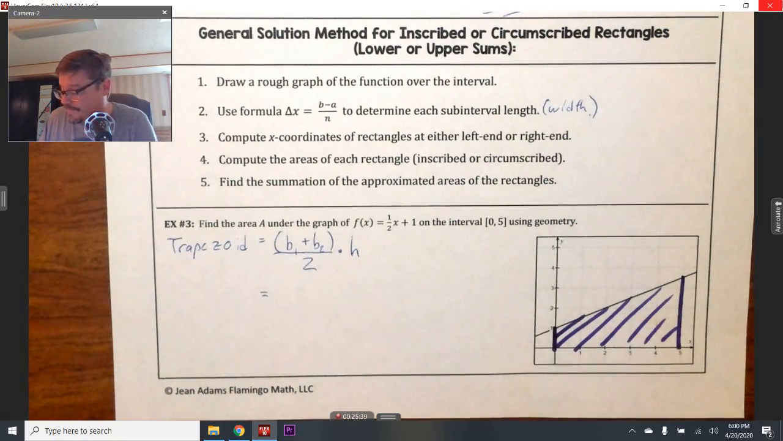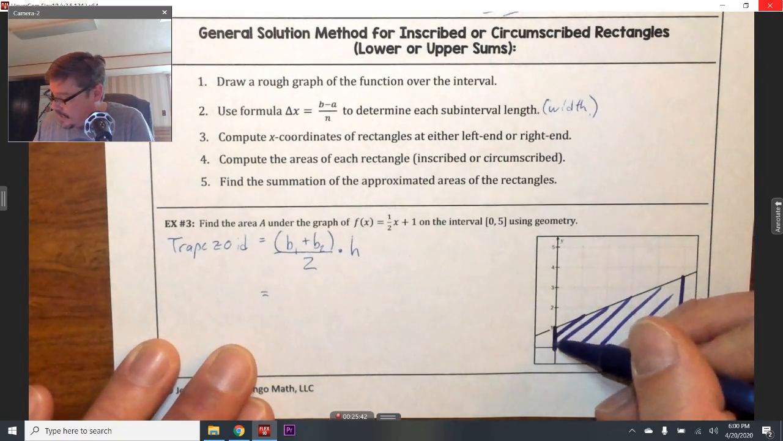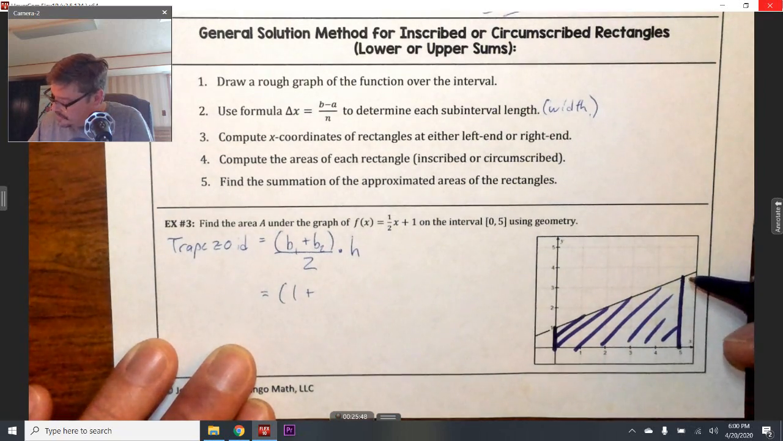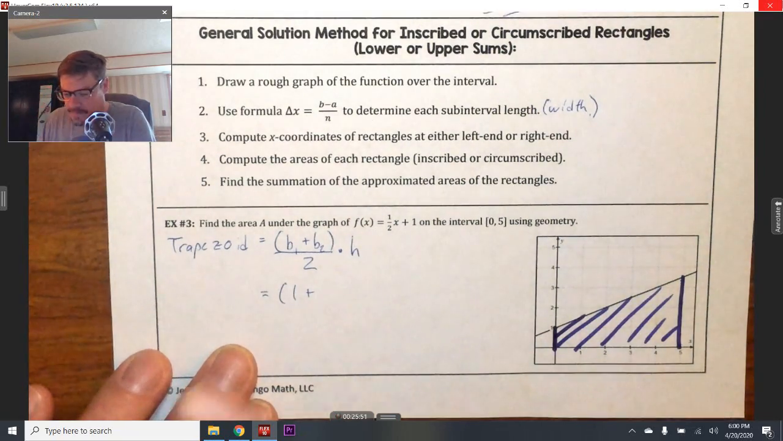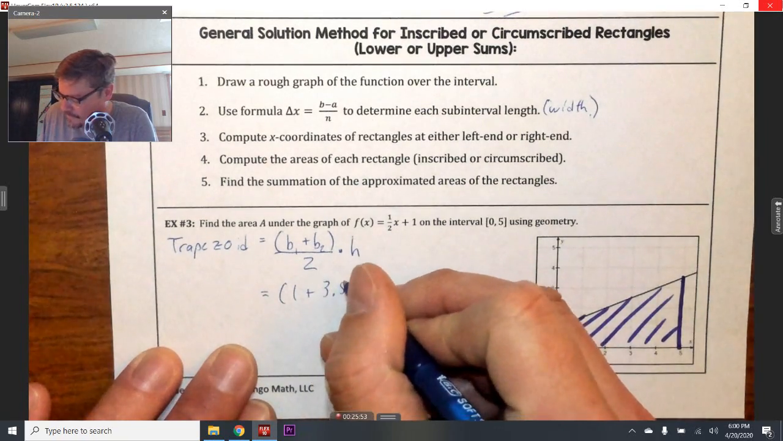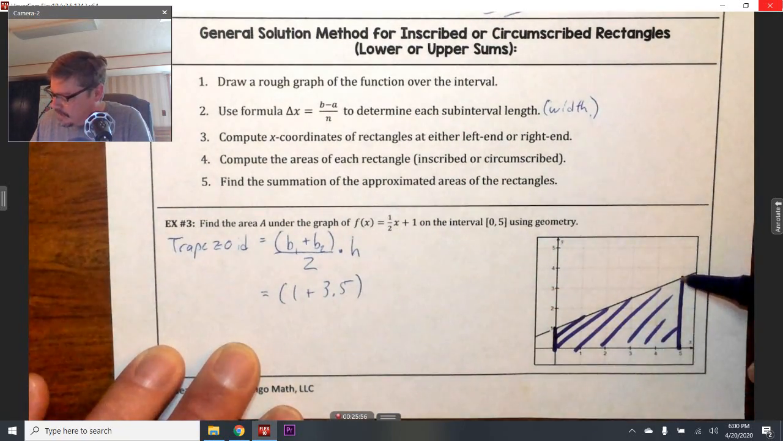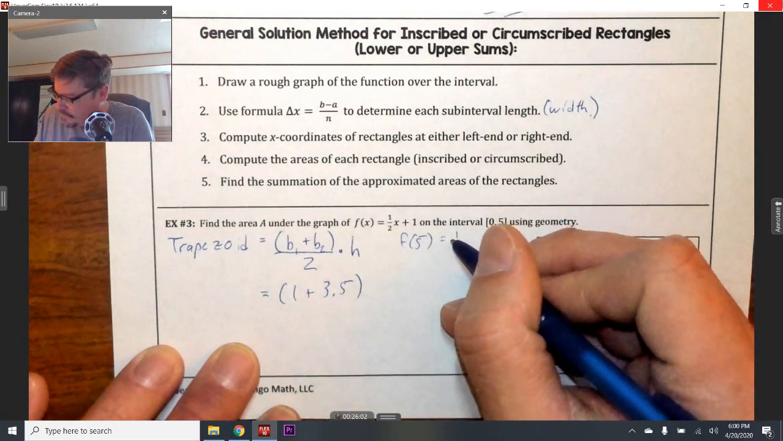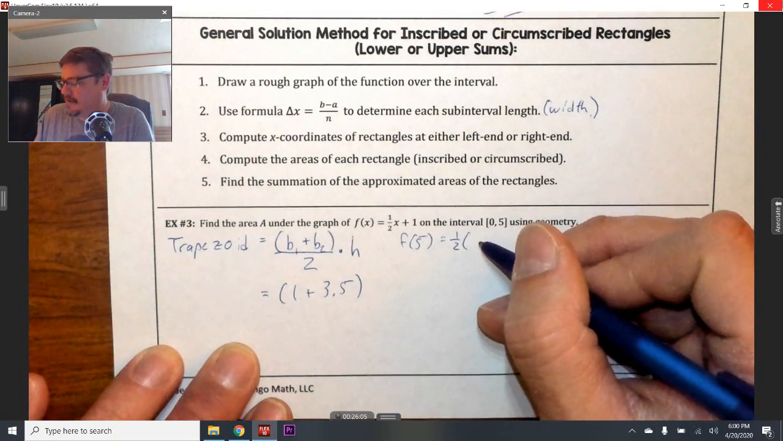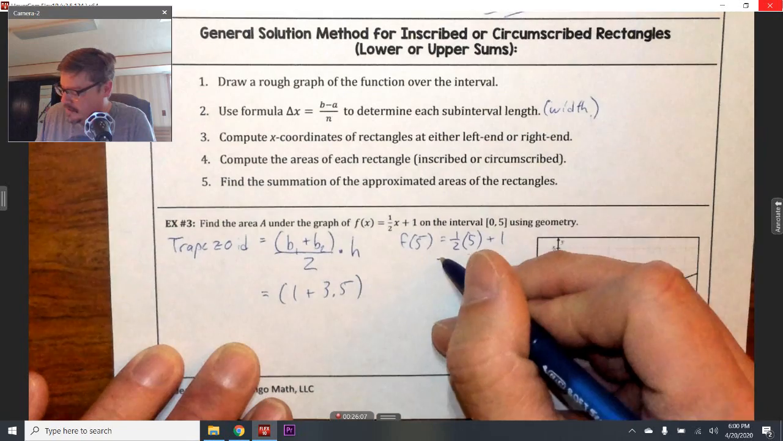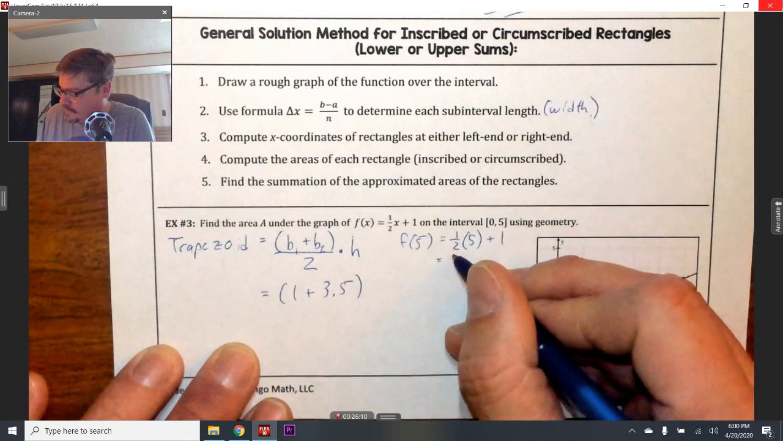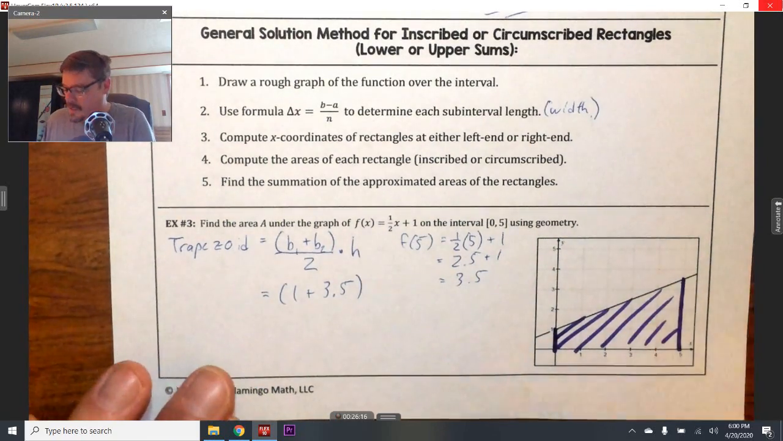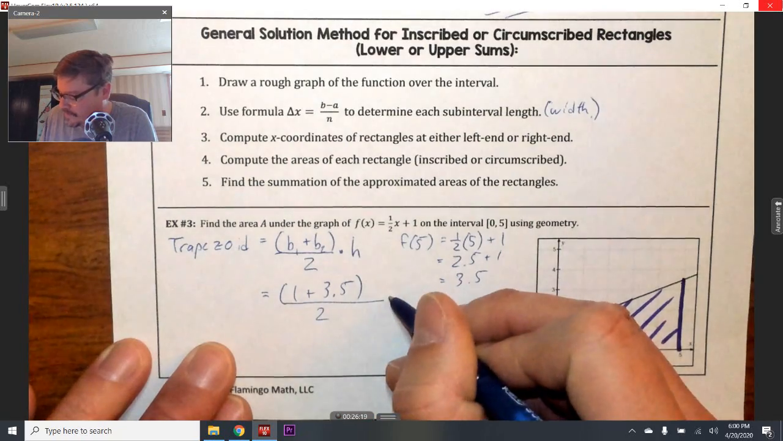So in this case, let's fill out the formula. B1, what's that height? It's 1. What's B2? From here to here looks like it's 3.5. Now, I am estimating here, so let's be careful. What happens when I plug in 5? 1/2 of that is 2.5 plus 1. So yeah, it is 3.5. Then we divide by 2, and then we multiply by how high it is.